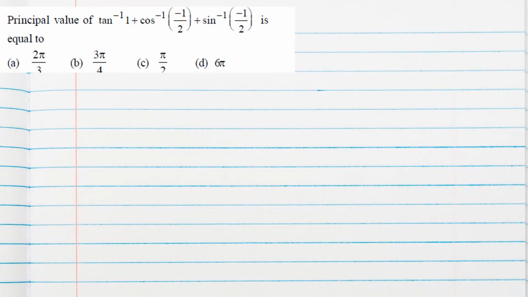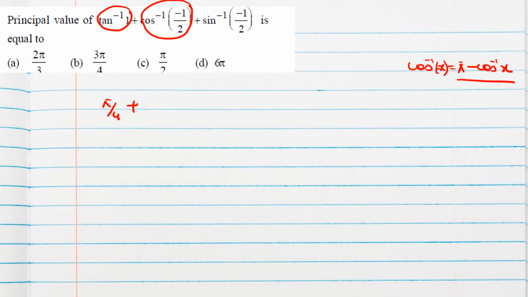Now the principal value of this expression they are asking. So tan inverse 1 will be pi by 4. For negative value of cos inverse, we will apply the property here. Cos inverse of minus x is equal to pi minus cos inverse x.